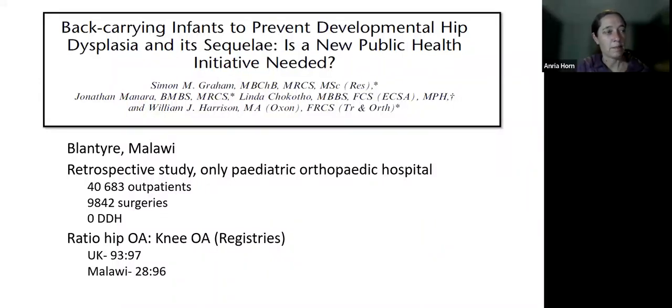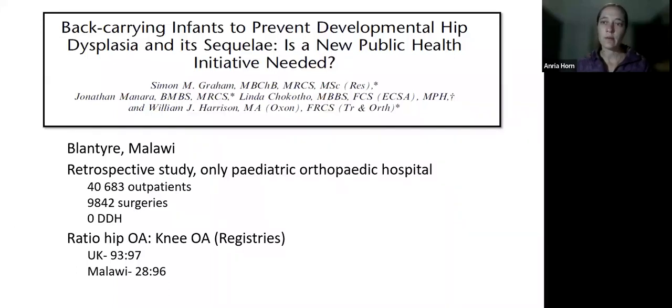So this was a study done in Blantyre by our friend Simon Graham. He's pretty omnipresent, and it was a retrospective study. So the CURE Children's Hospital in Blantyre is the only dedicated pediatric orthopedic hospital in the country. And they just looked at their clinic visits, and there was 0 DDH. Yeah, so that's quite significant.